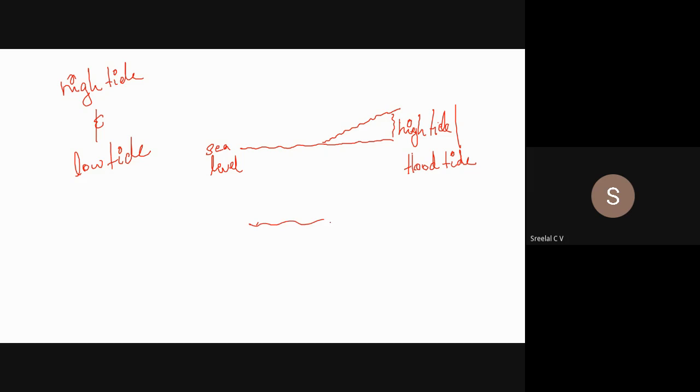Similarly, this is the surface of the water in the ocean, or sea level.